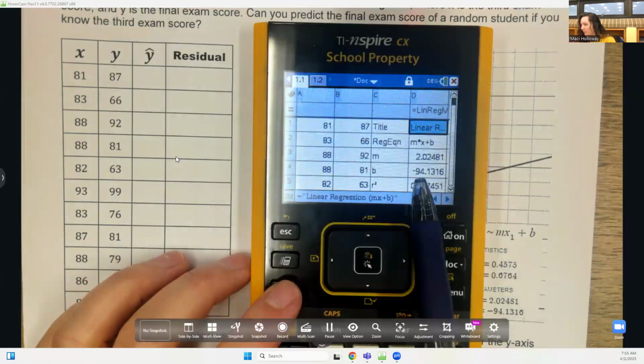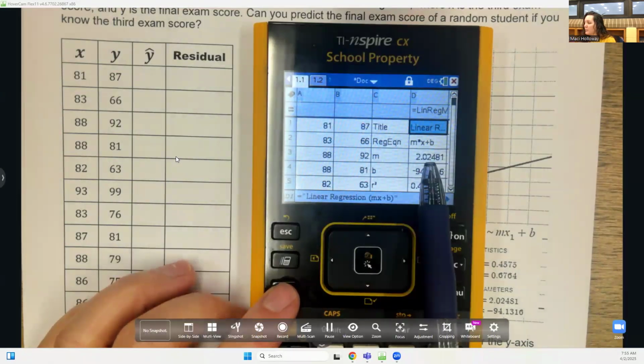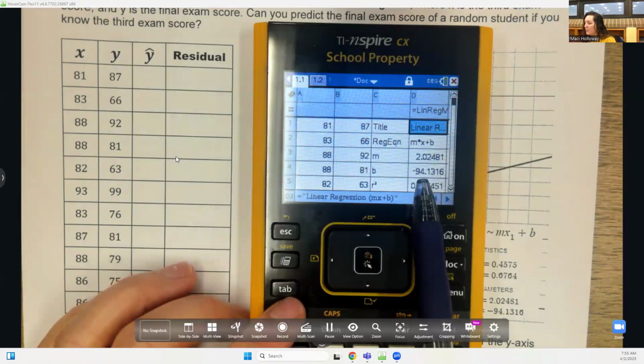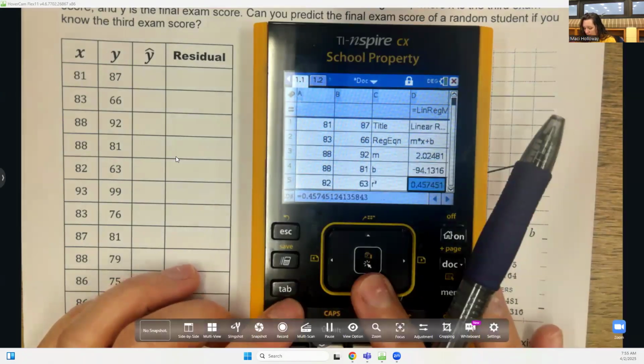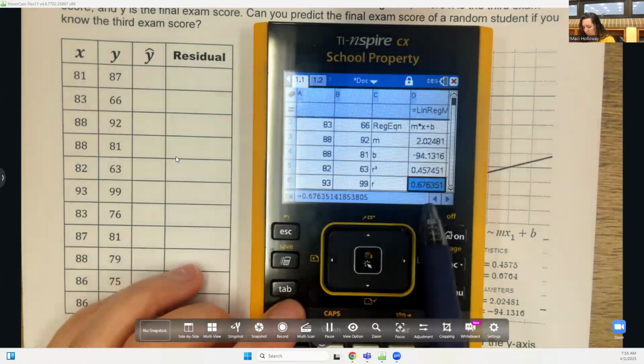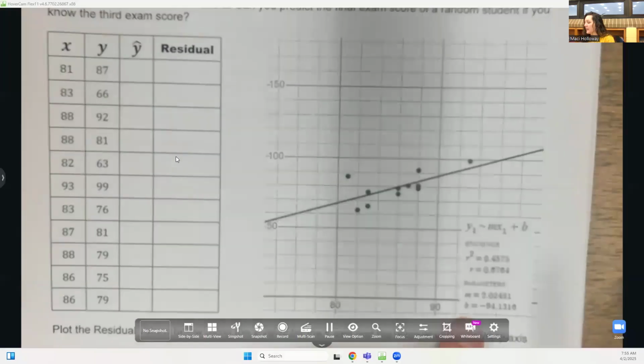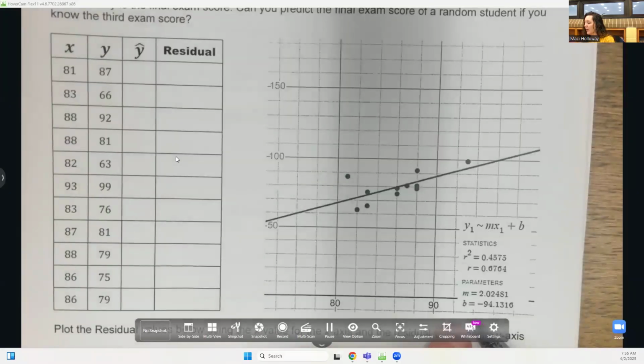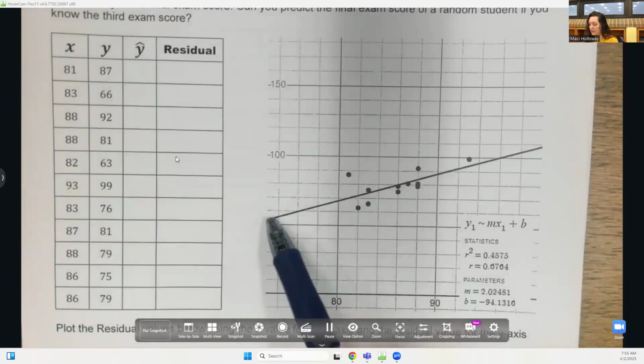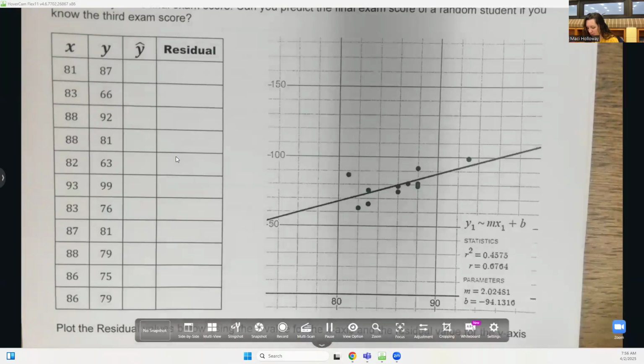All right, so if you notice, we get a slope of 2.02, a B value of negative 94.13, and then our R value of 0.676. So you can see that I did this in Desmos as well and graphed it for us here, same information. So this is our prediction line, right?